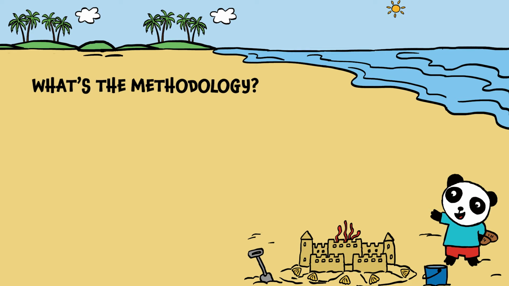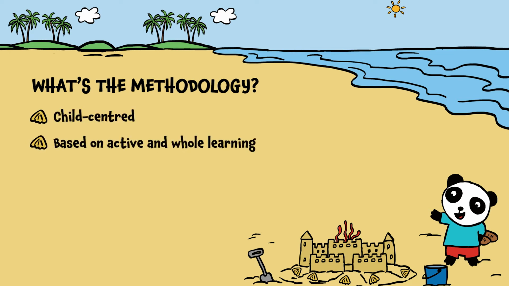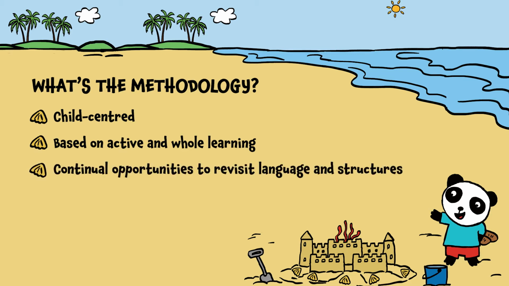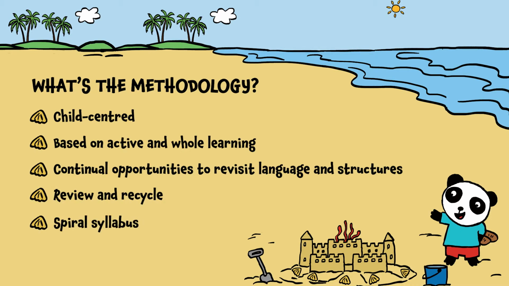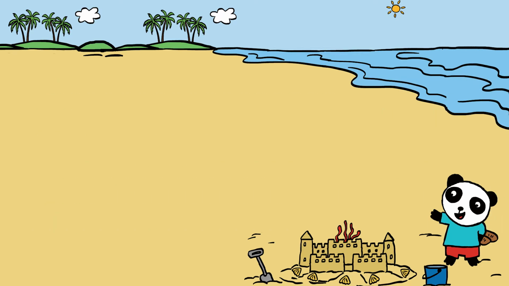The course has a child-centered perspective and is based on an active and whole learning approach. One of the keys to teaching very young learners is to go over material in a variety of different ways and allow for continual review and recycling. Pandy's spiral syllabus offers continual opportunities to revisit language and structures. The course has linguistic and non-linguistic goals.